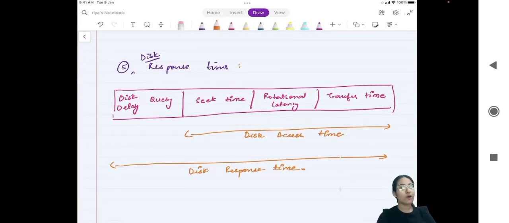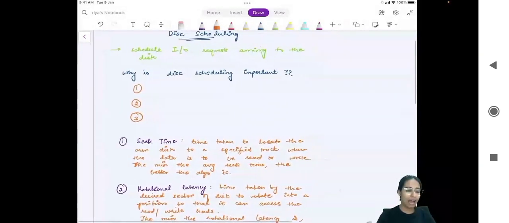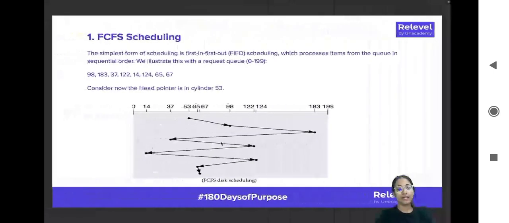Response time is the average of the time spent by the request waiting to get its input output operation performed. So this would be the entire knowledge that you need to have before we move on to understand the disk scheduling algorithms.